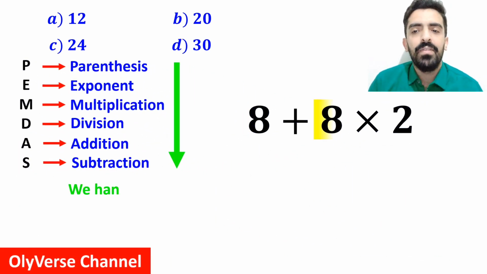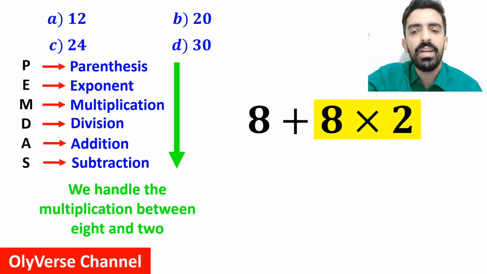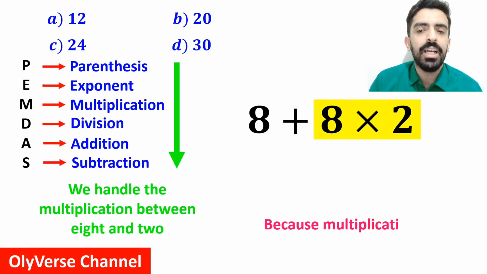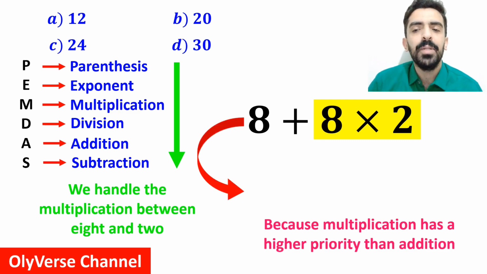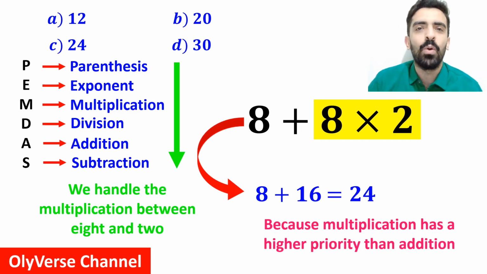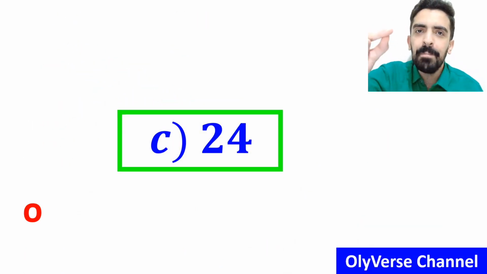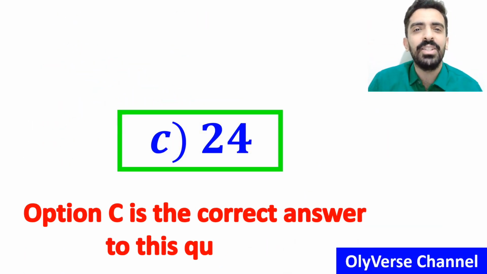In the next step, we handle the multiplication between 8 and 2, because multiplication has a higher priority than addition. And this expression simplifies to 8 + 16, which ultimately gives us the answer 24. Therefore, option C is the correct answer to this question.